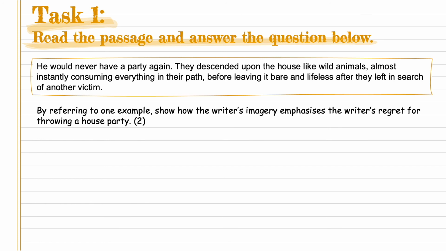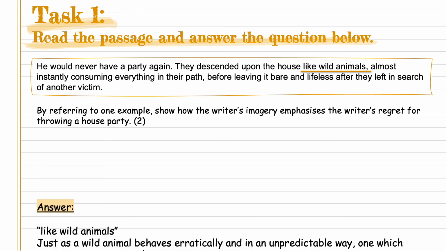Task 1 says, read the passage and answer the questions below. The question says, by referring to one example, show how the writer's imagery emphasises the writer's regret for throwing a house party. It's 2 marks. We know we only need to identify one piece of imagery. The passage says, he would never have a party again. They descended upon the house like wild animals, almost instantly consuming everything in their path before leaving it bare and lifeless after they left in search of another victim. I've identified like wild animals. I know this is a simile. It's definitely imagery. We're going to go over the answer together now.